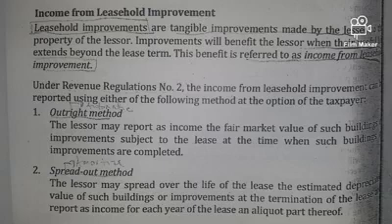Under the Revenue Regulations number 2, the income from leasehold improvements can be reported using either of the following methods at the option of the taxpayer. So we have the outright method and the spread out method. Okay, to illustrate how these methods are going to be applied, we're going to have this illustration.